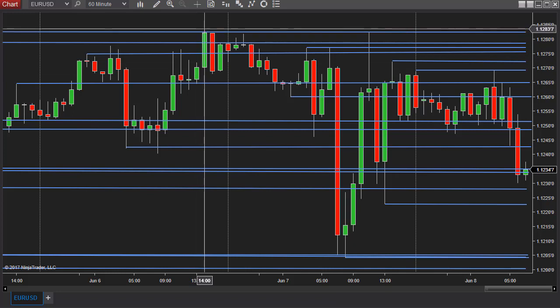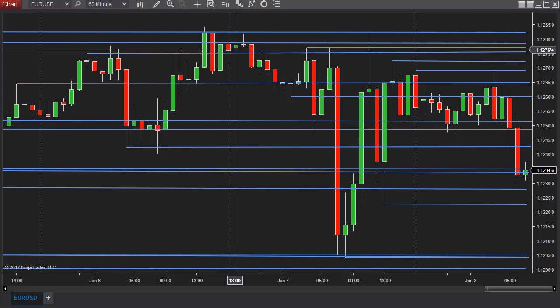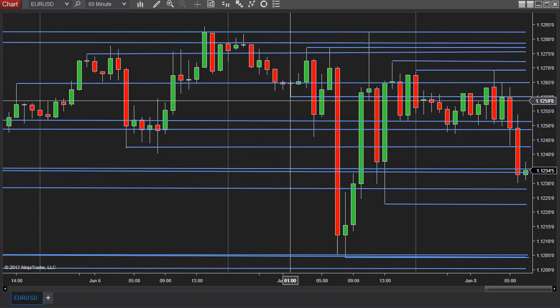It goes up and it tests the high again, forms another reversal bar to the downside, breaks through these two levels, but again, it's going to retest. And this is your retest, and this is where it's actually going to move more.